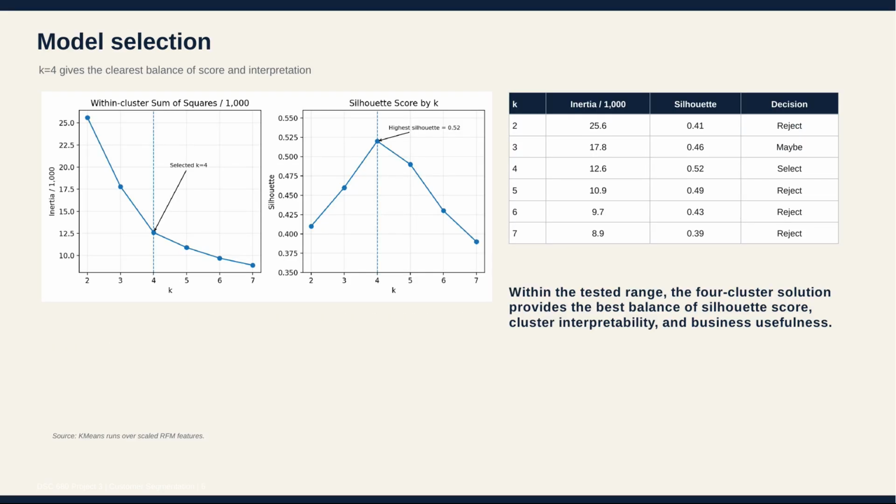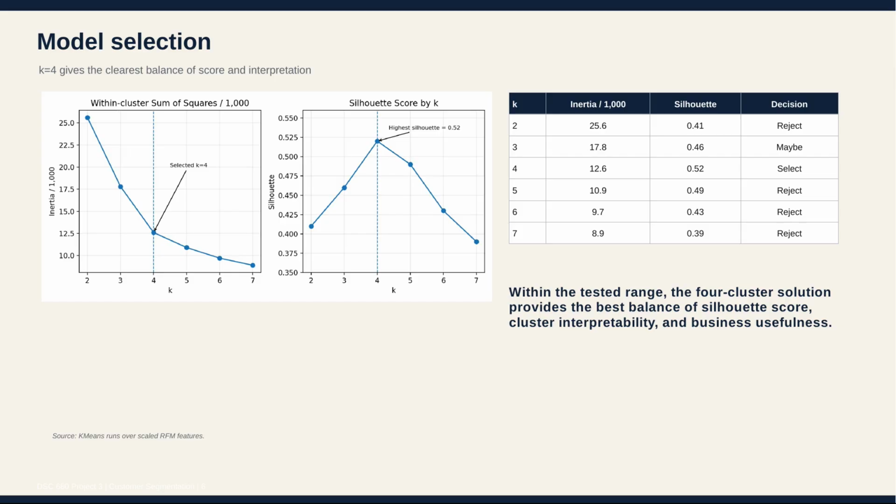This slide explains why 4 clusters were selected. The model tested K values from 2 through 7. Inertia drops as K increases, but that alone is not enough because adding more clusters almost always lowers within cluster variation. The silhouette score helps check whether clusters are separated, and the table makes the comparison explicit.